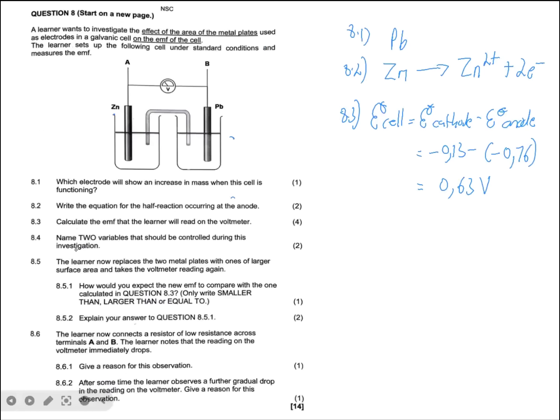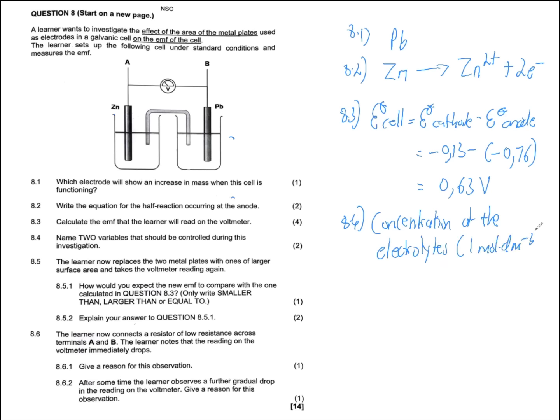Then it says name 2 variables that should be controlled during this investigation. So this is a cell that operates under standard conditions. So we know that what should be kept constant is the concentration of the electrolytes, right? So they must always be kept at what? At 1 mole per dm cube. Right, so concentration of the electrolyte should be 1 mole per dm cube.